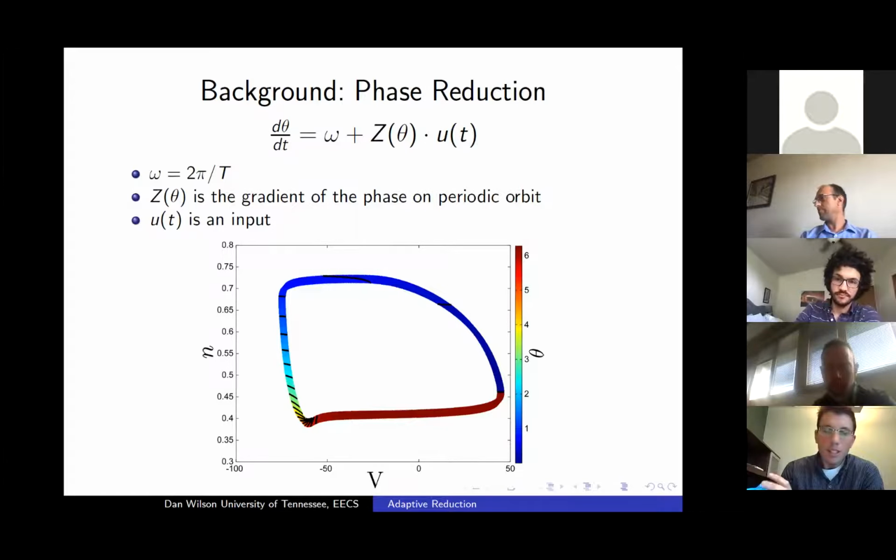The problem with this is that you really only get a good picture of what's going on near the periodic orbit. If you have an input that kicks you into this region or this region here, standard phase reduction methods aren't going to be able to tell you what's going on, because you're going beyond that limit where the local linearization is a good approximation for the system dynamics.